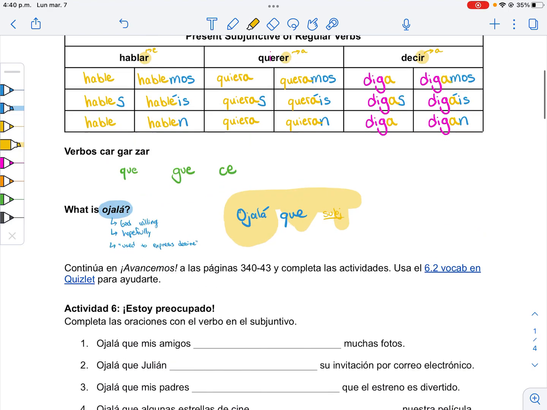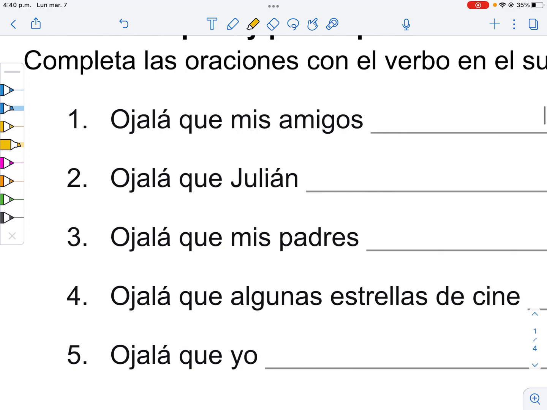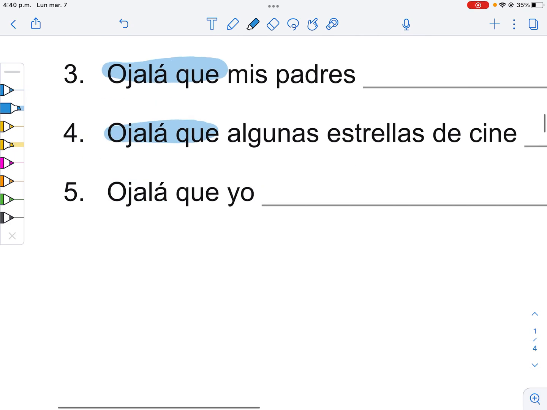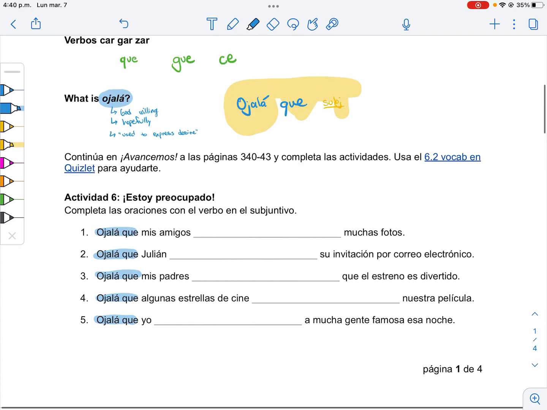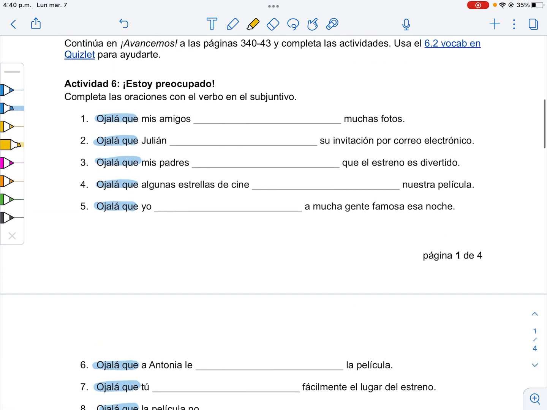So let's put this into practice. Notice how in Actividad 6 we have all of our ojalá here. Ojalá, ojalá, ojalá que, ojalá que. Okay, this follows our pattern already. Ojalá que, and then we need to put a verb in the subjunctive. That's all these blanks. To keep my color coding the same, I'll just write it in yellow.